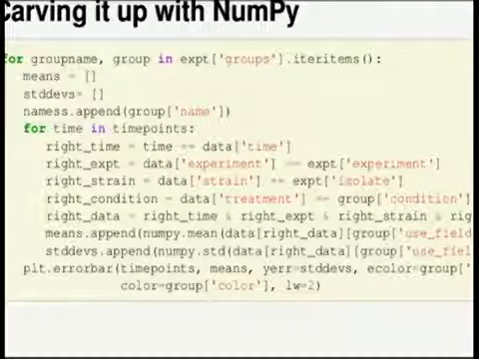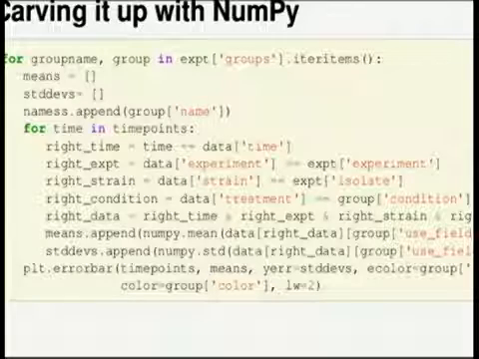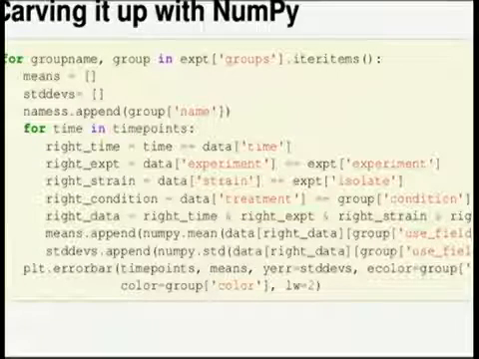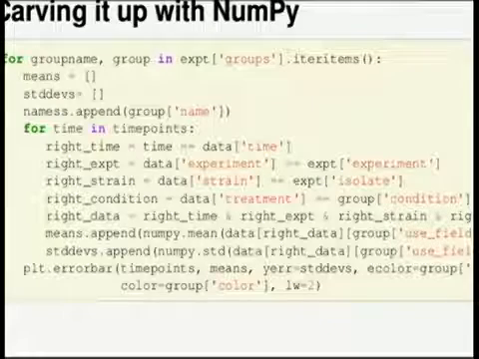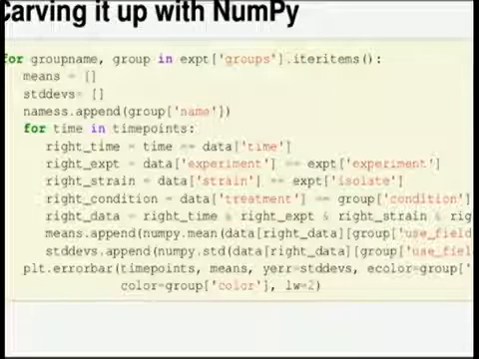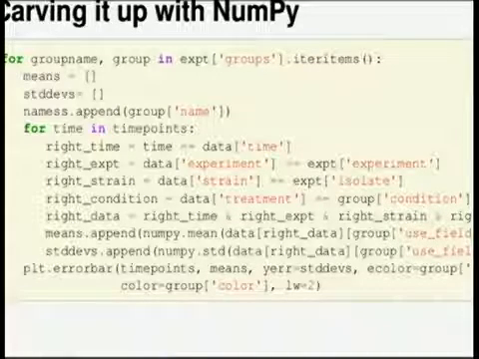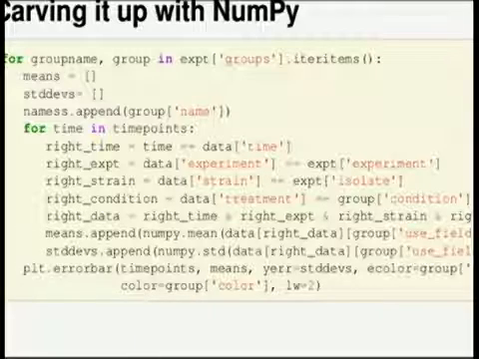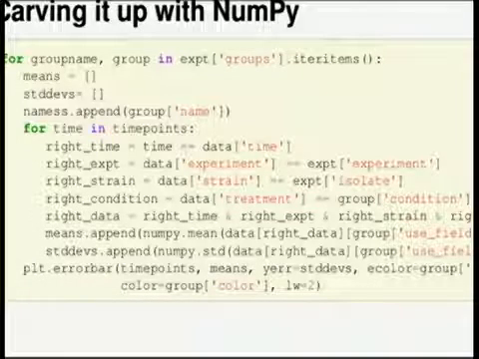The right data are the ones that are the right time point, the right experiment, the right train, and the right condition. And then that just gives me all the data I need to give to the matplotlib function on the last two lines.